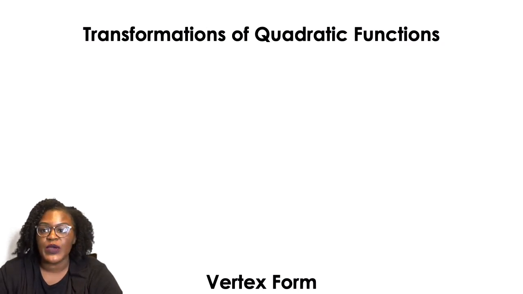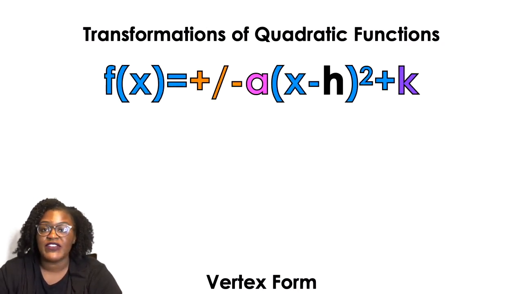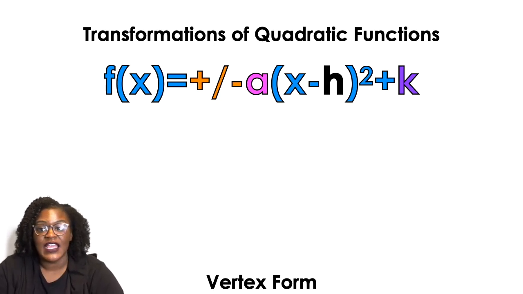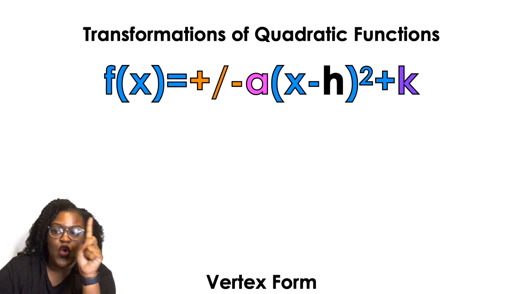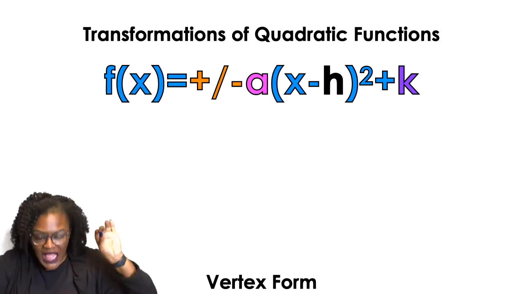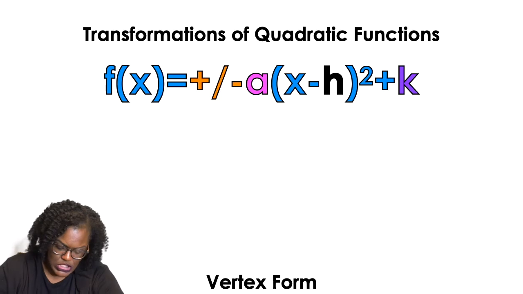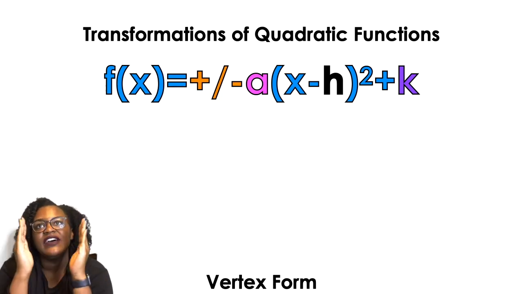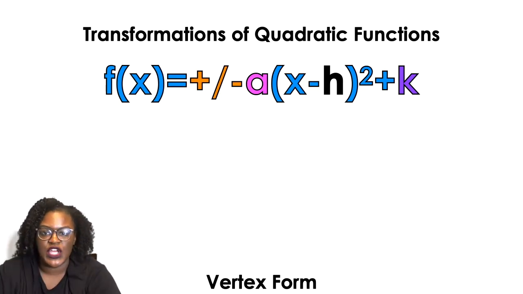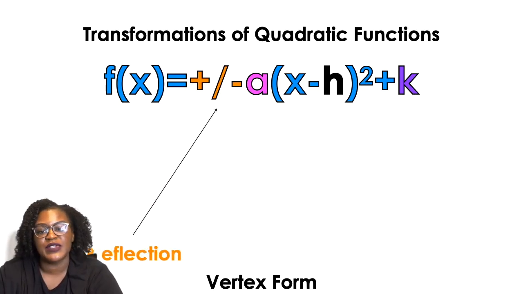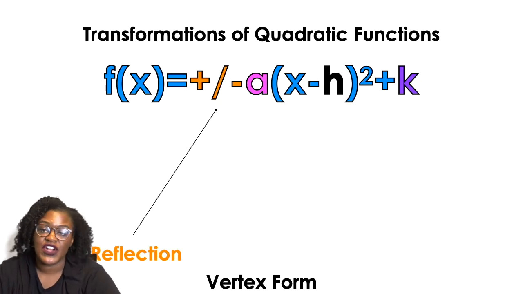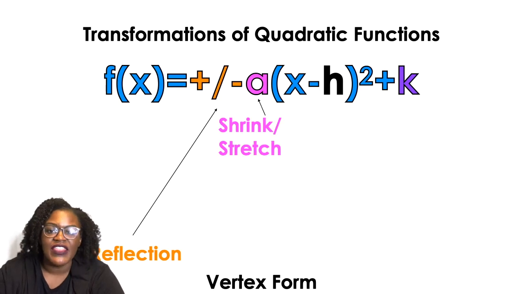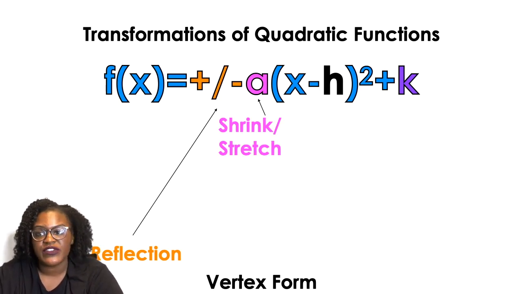Transformations of quadratics. When we are talking about vertex form, you should know that vertex form looks like this: f of x equals plus or minus a, parentheses x minus h quantity squared, plus k. Once I do that, you have to know the different portions of the equation. First, the plus or minus tells you whether or not it's a reflection across the x axis. And then the a tells you whether it's a vertical stretch or a vertical shrink.